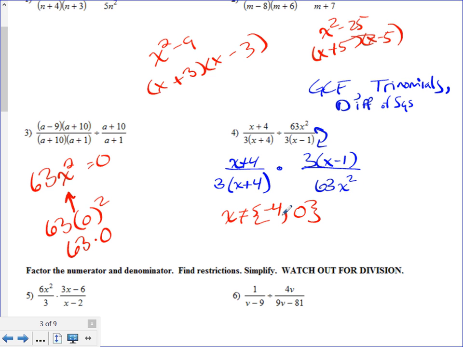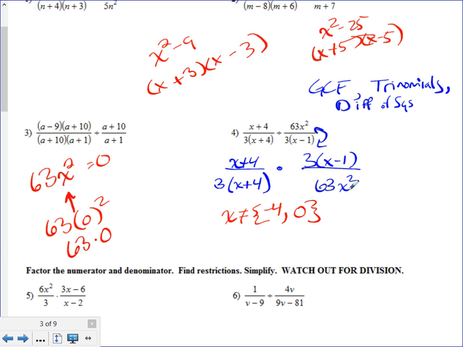So simple. Anytime you see, what is this? A binomial? No. A monomial. Remember stereo, mono. I'm only checking restrictions in the denominator. Yep, only in the denominator. Okay. Don't go up here, just go down here.